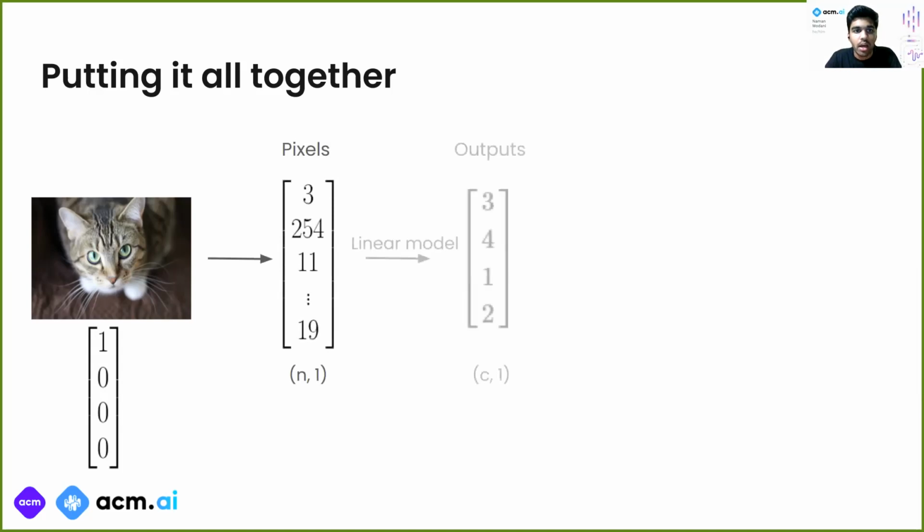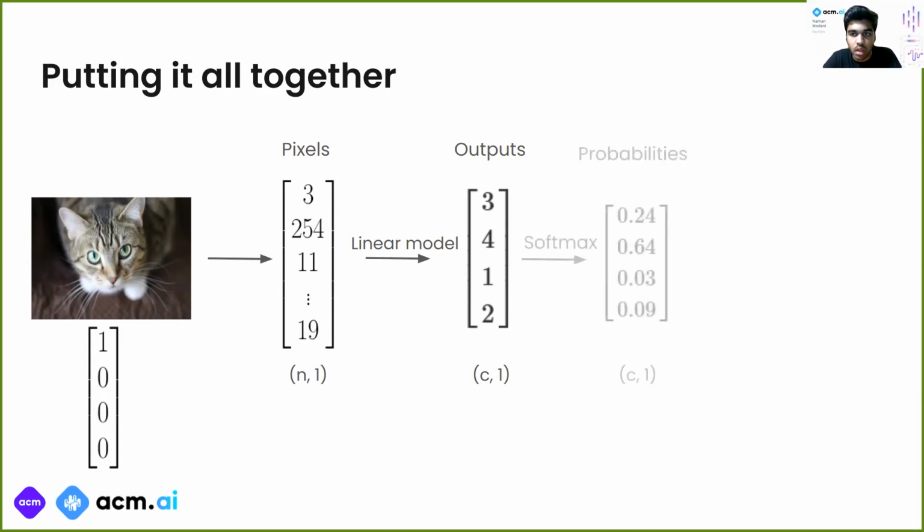And of course, we look at the pixels in this particular image, and then we throw it into our linear model. Our linear model returns an output, which you can see here is the matrix 3, 4, 1, 2. And then we run it through our activation function, which is softmax here, which is, again, like I've said before, a generalization of the sigmoid function. And it returns us probabilities.